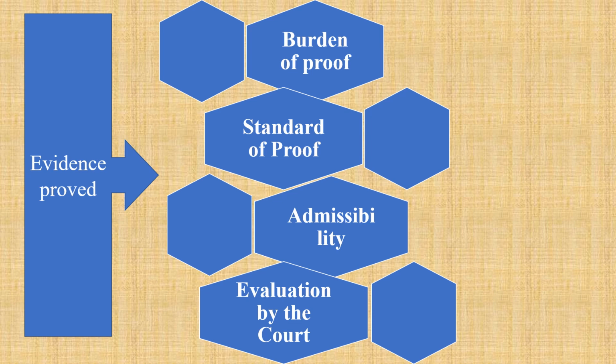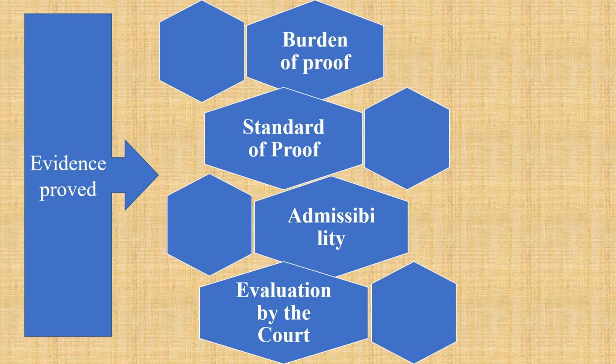The next is standard of proof. The standard of proof may vary depending on the type of cases. In criminal case, standard is beyond a reasonable doubt, and in civil case, the standard is preponderance of the evidence. The next is admissibility. For evidence to be considered proved, it must be admissible in court. Next is evaluation by the court. The judge or jury evaluates evidence presented by both the parties.